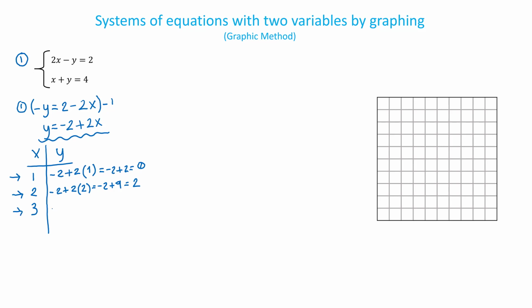The equation says minus 2 plus 2 times x, which is 3, okay, that equals minus 2 plus 2 times 3 is 6, equals 4. Now I found my third coordinate, x3, y4. And I'm going to graph it here in the Cartesian plane.